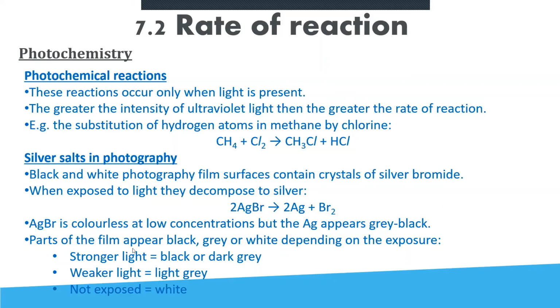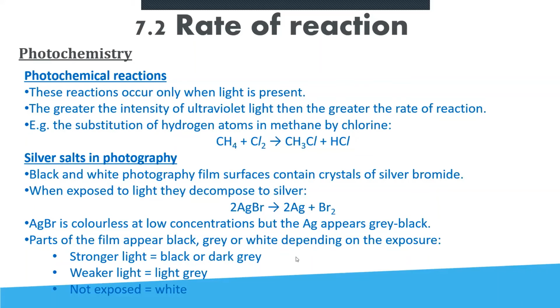Now you must know about the silver ions that are used in photography. Black and white photography film surface contains crystals of silver bromide. When exposed to the light, the silver bromide changes into silver and bromine. Silver bromide is colorless at low concentration, but the silver appears gray and black. So parts of the film appear black, gray, or white depending on the exposure. Exposure means how much of the silver bromide is exposed or reacted.